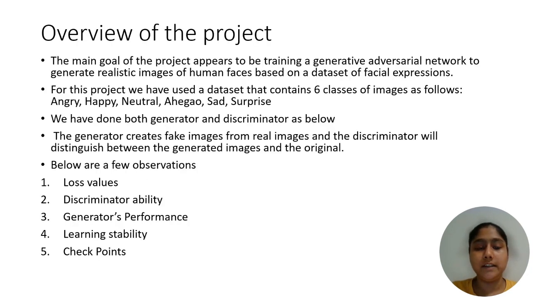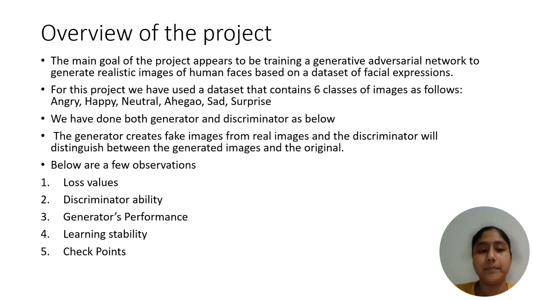And the next slide is the overview of the project. The main goal of the project is to train an AI image into a realistic image of human faces based on facial expressions. For this project we use 6 datasets: angry, happy, neutral, sad, surprise. We have done both the generator and the discriminator.